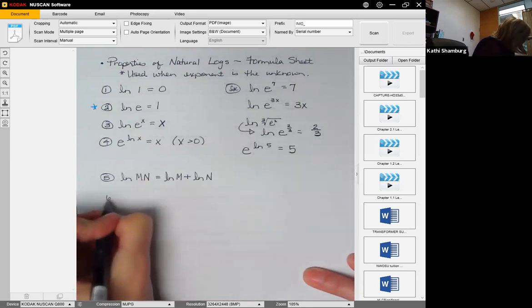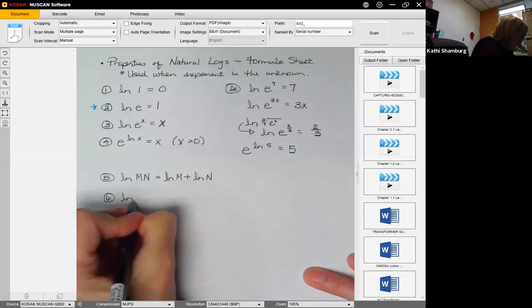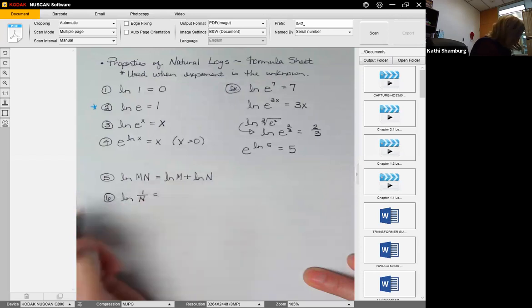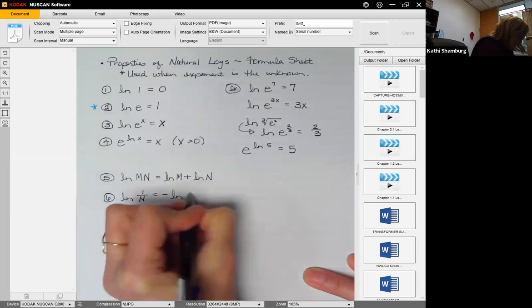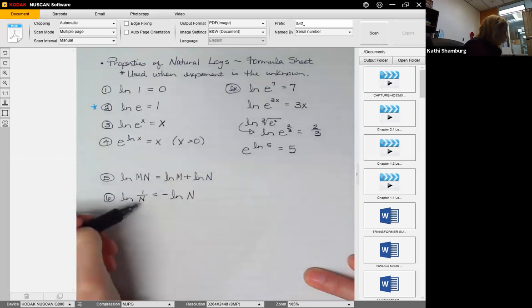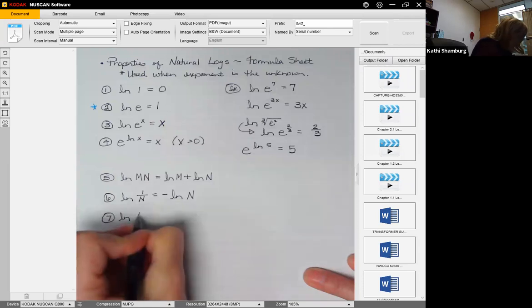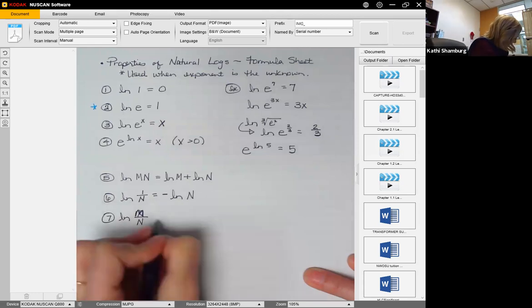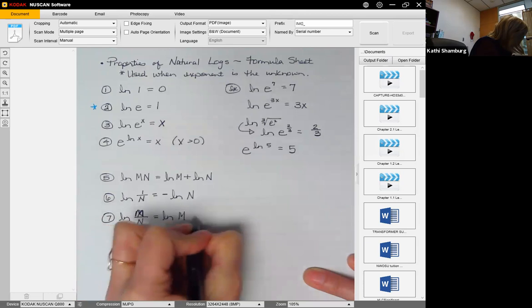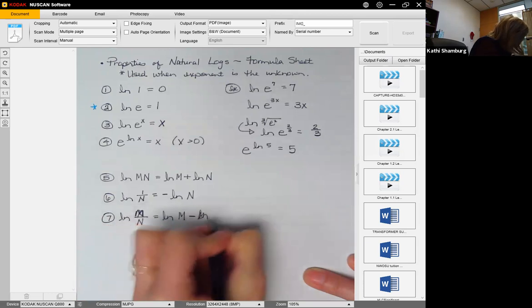Okay, the 6th one. The natural log of 1 over n is equal to negative natural log of n. So you can think of this too as, we could rewrite this as n to the -1. So that's where that negative in essence comes from. Okay, the 7th one. The natural log of m over n is equal to the natural log of m minus the natural log of n.